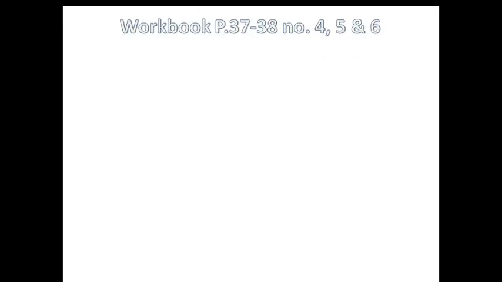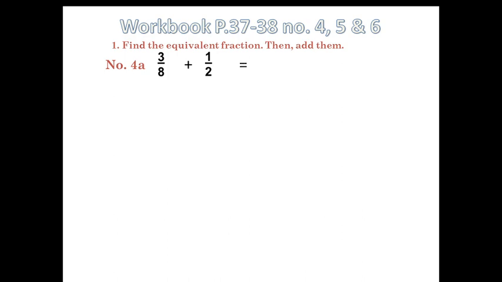Now let's take a look at your workbook, page 37 and 38, number 4, 5, and 6. Number 4: find the equivalent fraction, then add them. Number 4a, 3 over 8 plus 1 over 2. Now look, the bigger denominator is 8. 8 divided by 2 equals 4. So the numerator 1 times 4 equals 4 and 2 times 4 equals 8. So plus 4 eighths, equals 3 plus 4 is 7. So the answer is 7 over 8.